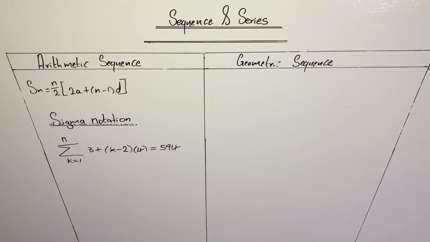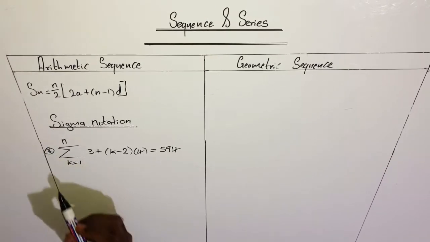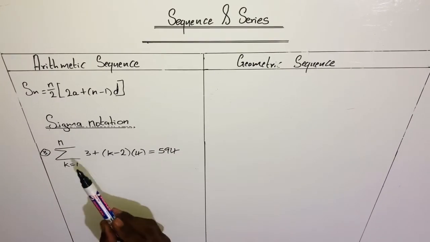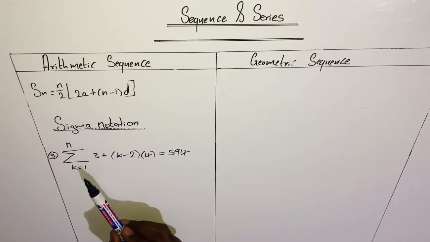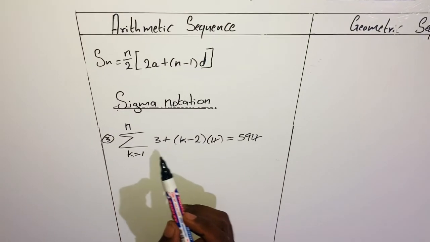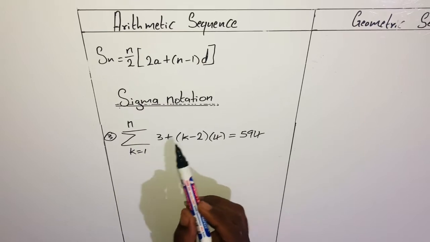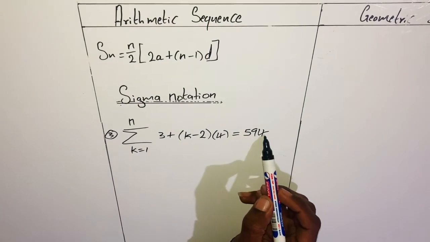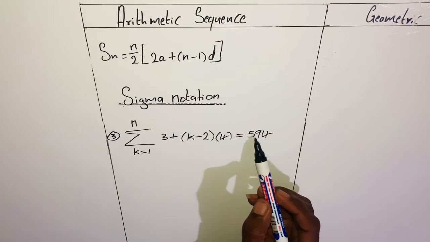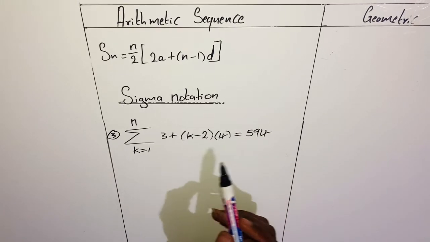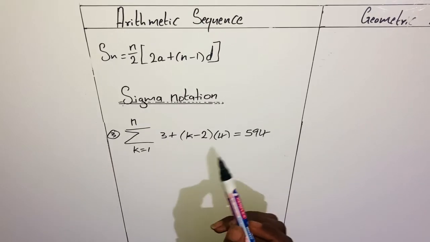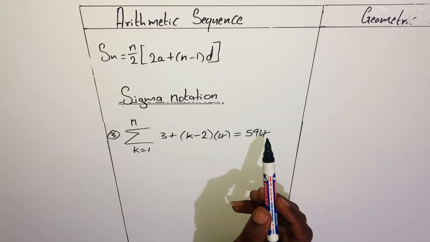This is our third example. The only difference between this third example and the previous two sums we did is that now we are given that our sum for this sigma is 594. So we've already found the sum as 594. The only thing we are looking for is what n was on our sum formula that will give us a sum of 594.